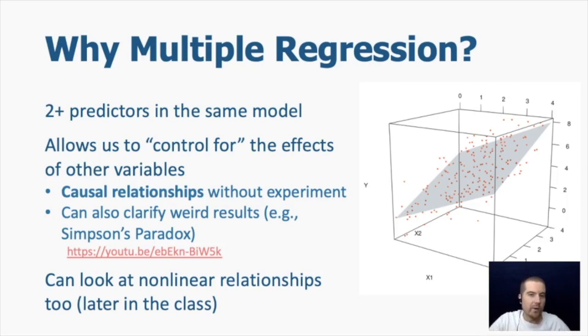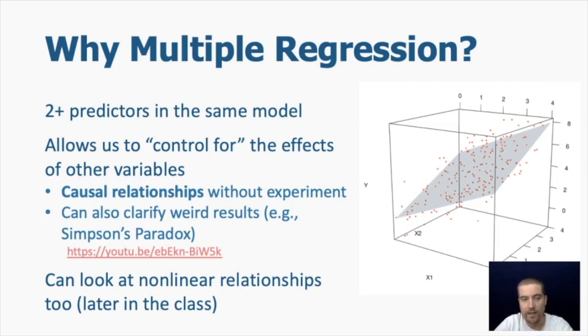So why do we want to use multiple regression? Well, again, it's two or more predictors in the same model. So why would we want to do that? Well, first, it allows us to control for the effects of other variables. This is really important if you think back to our second lecture about causal relationships. This gives us an opportunity to start to talk about causal relationships without an experiment.